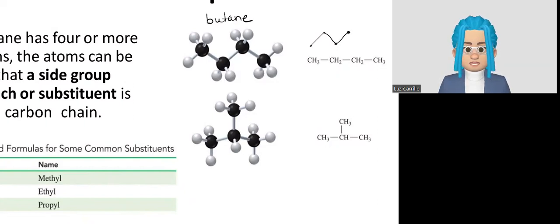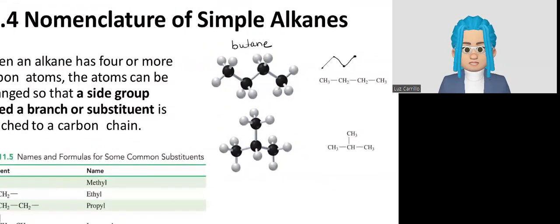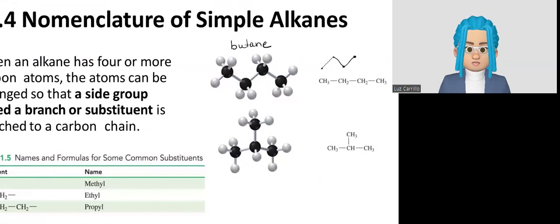Now, let's understand that when it comes to organic compounds, there are a number of organic compounds that have what are called substituents. So when we look at the molecule in the bottom of butane, this molecule shares with butane its chemical formula. Both molecules are C4H10. But we can see that the bottom molecule doesn't have the same attachment of atoms like butane.